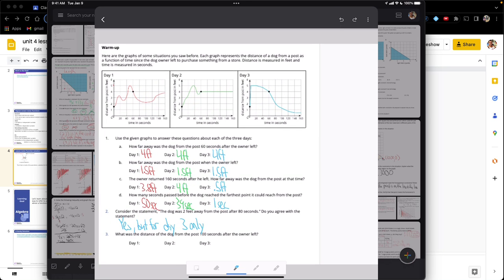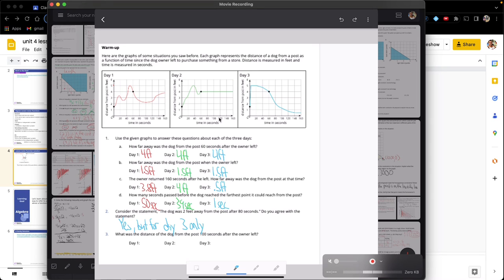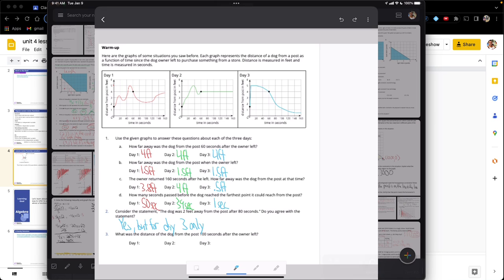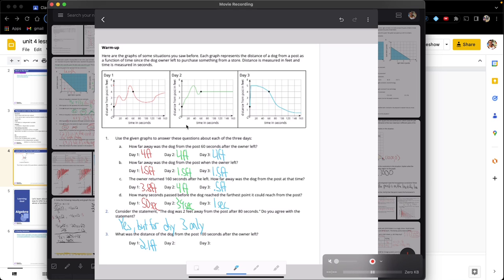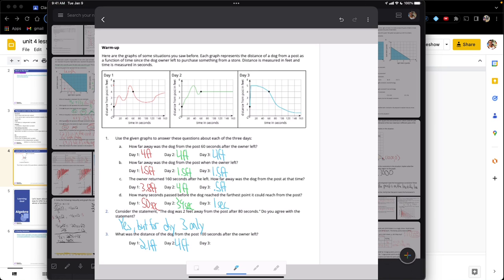3. Okay, what was the distance of the dog from the post 100 seconds after the owner left, excuse me. So day 1, 100 seconds. Okay. It looks like it's just above 2 feet, between 2 and 3. So I'm going to estimate that at 2.1 feet, 2.1, 2.2 feet. 100 seconds for day 2 is here. Okay, that definitely lines up at 4 feet.